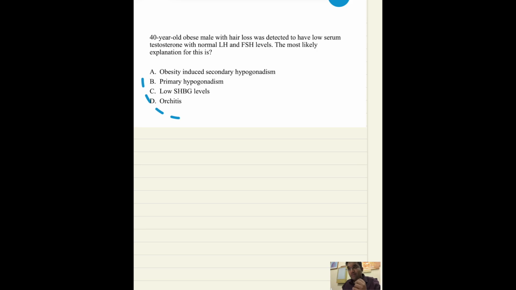The last question. So what we need to see here is it's a 40-year-old obese male with hair loss and was detected to have low serum testosterone levels with normal LH and FSH levels. And what can be the likely explanation? So the options are obesity induced secondary hypogonadism, primary hypogonadism, low SHBG level and orchitis.